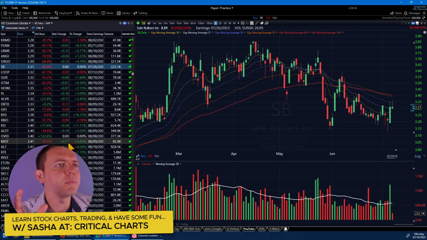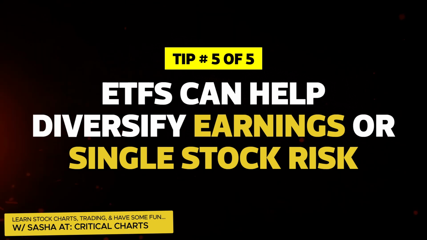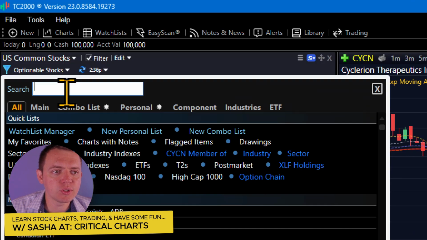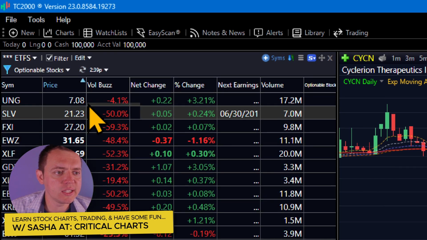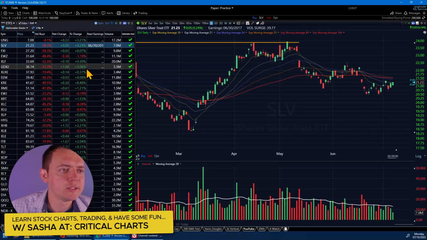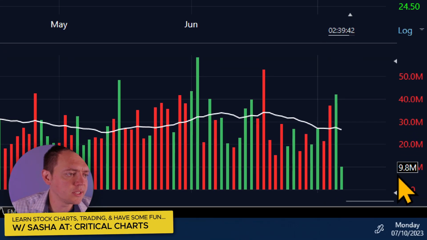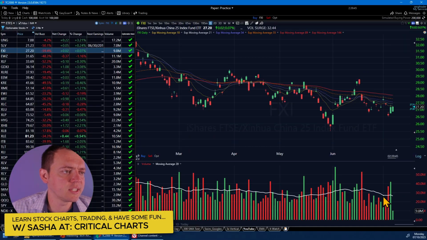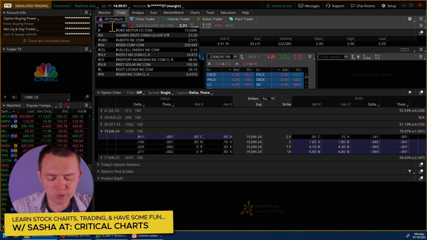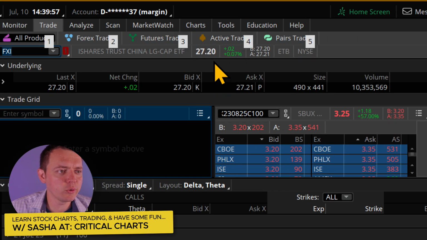And then let me go to point number 5 for you, is that ETFs can help diversify the earnings risk or the single stock risk. So a lot of these companies will have an earnings risk. And one of the ways to mitigate that is we can go to, let's say, ETFs, and ETFs trade quite heavily. Things like SLV is only $21 a share. That one does have earnings, but FXI does not. And it's trading about 9.8 million today, but on average about 27 million. And what you can see is it's very liquid. It's the China ETF. So if we go to FXI, you've got weeklies, you've got a ton of volume, 10 million, and it's still only $27 a share.